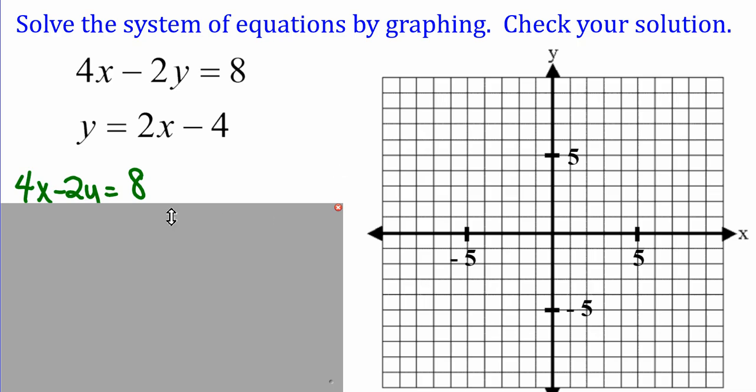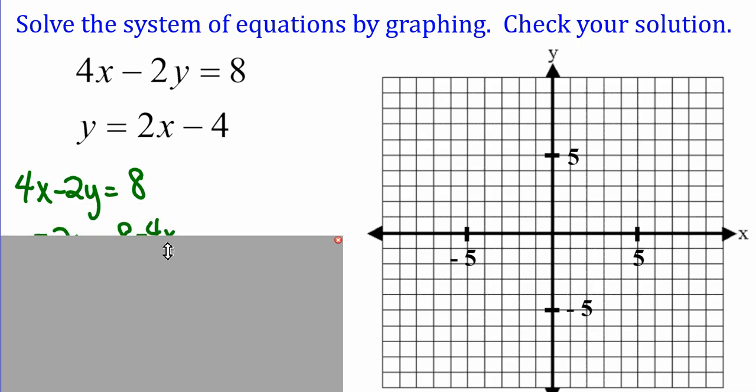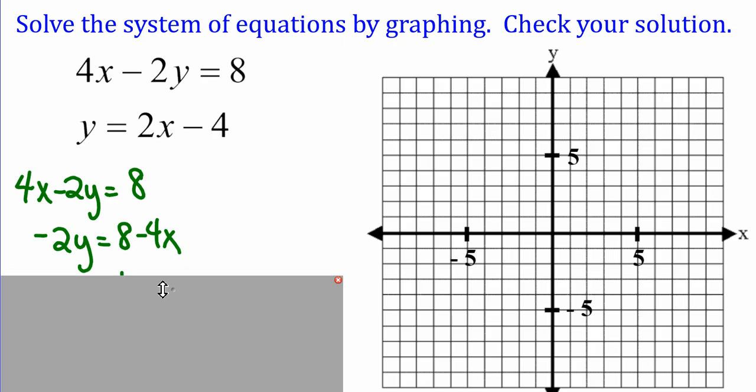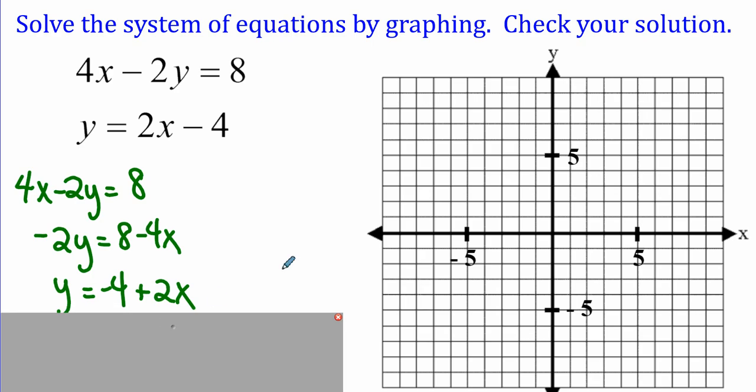Our first step here would be subtracting 4x from each side of the equation and then dividing every single term by -2. So we have to be careful with our division. When I divide this by -2, it would be a positive, this will be a negative, and this would be a positive. So we end up with the equation y equals -4 plus 2x.